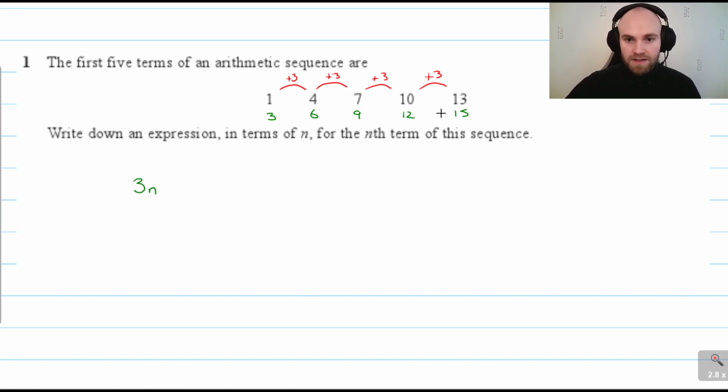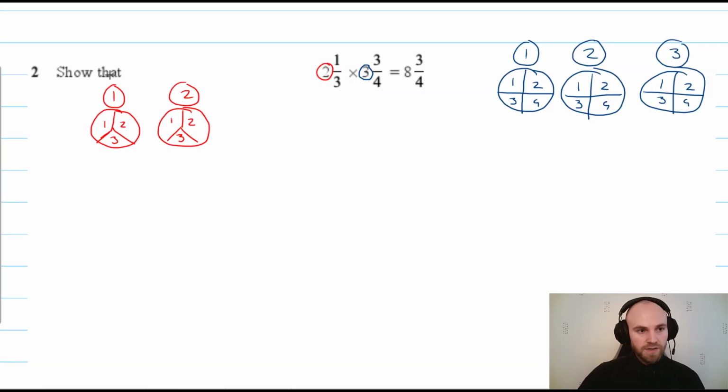But how do we get these green numbers into these black numbers here? Well, each time we need to subtract 2. So 3 minus 2 gives you 1, 6 minus 2 gives you 4, 9 minus 2 gives you 7, and so on and so on. So it's going to be 3n minus 2.